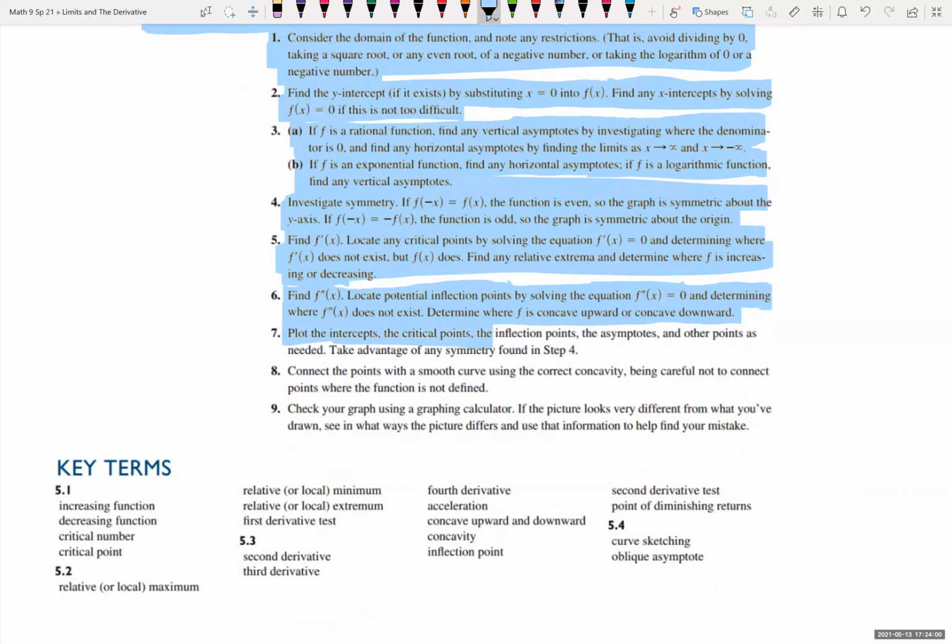So plot your intercepts, critical points, inflection points, asymptotes, and any other points needed. And then we're just going to connect things in a smooth manner, using the correct concavity. And it doesn't hurt, if we have the technology available, to check our graph with a graphing calculator, or we've been using Desmos in this class. If it looks different than what you've drawn, see the way that it differs to help us find the mistake.